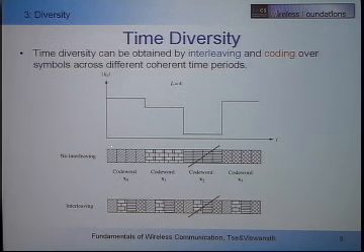It means the following. I take this code word, this code word, this code word, and this code word, and instead of sending them all in one shot, one after the other, I interleave them. I send the first symbol of the first code word, then the first symbol of the second code word, then the first symbol of the third code word, and after a while I come back to the first code word.